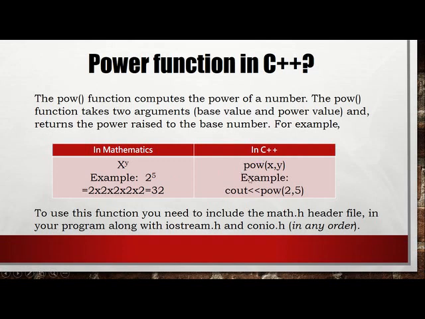In C++, you write that very simply. You simply write pow(x, y), where x is the base, that means this is the number that y will be raised up to. So in the corresponding example for 2 to the power 5, how do we write it? We write pow(2, 5). What it is going to do is multiply 2 five times and give you the answer. So that is how it's going to work.